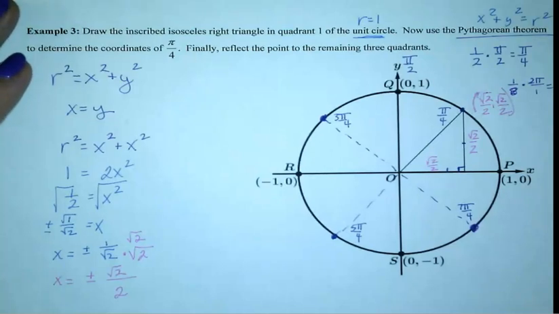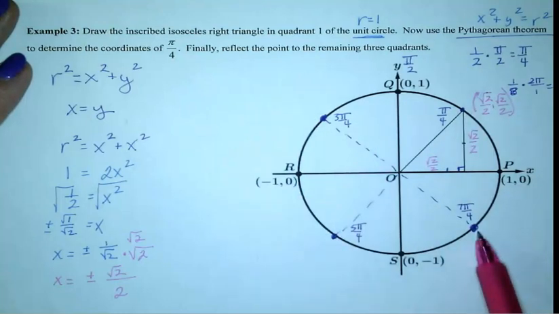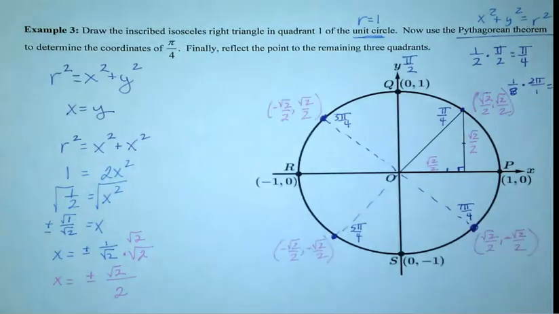And so what I want you to do now is to reflect this point over into the pi over 4 angles in each of the other quadrants, quadrant 2, 3, and 4. So pause your video and add your points.